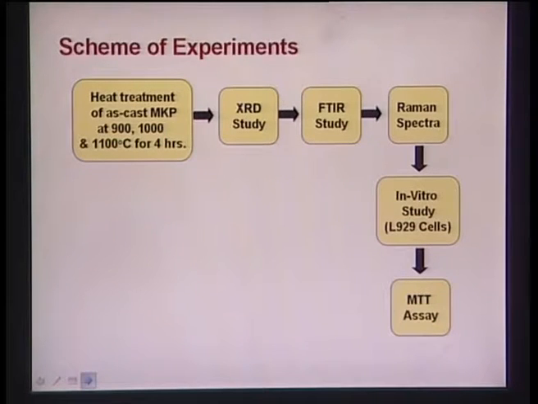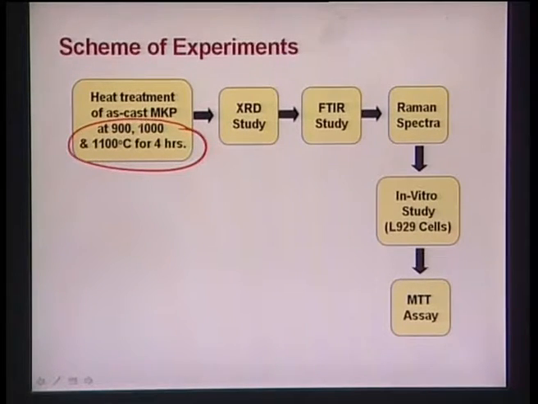Now, what we have done in the as-cast condition: first we processed these materials using slip casting. After slip casting, we did the heat treatment of this material at different temperatures, chosen somewhere around 900 to 1100 degrees Celsius, and the heat treatment time was initially optimized, and the optimized time was 4 hours.